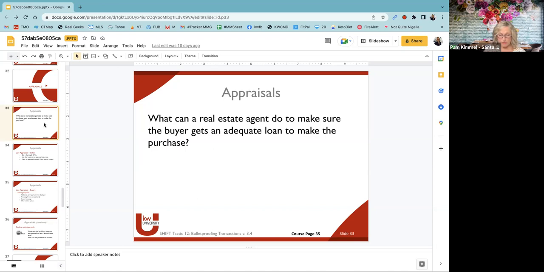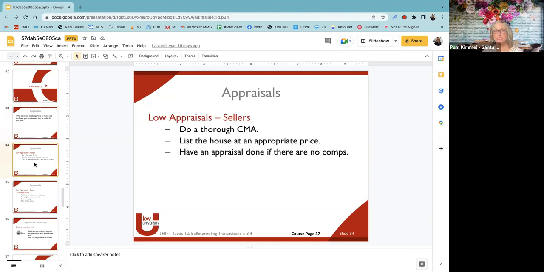So what can we do? What can a real estate agent do to make sure the buyers get an adequate loan to make the purchase? Right, so we can do a CMA, we can list the house at an appropriate price, and we can have an appraisal done if there are no comps available.